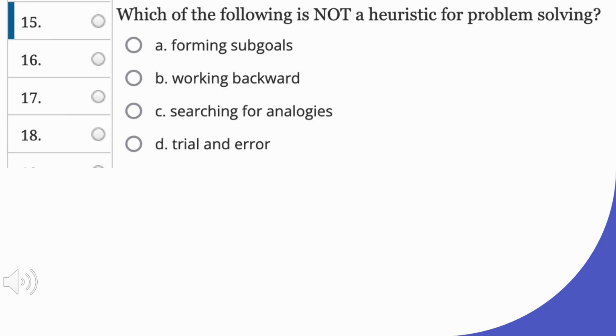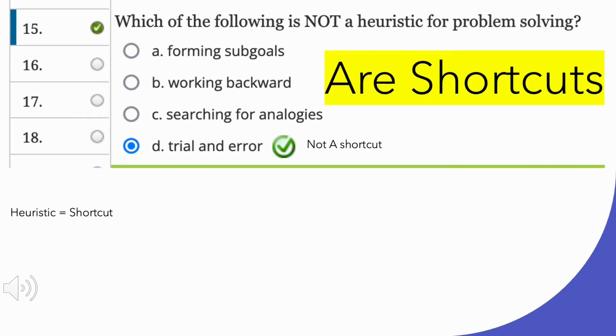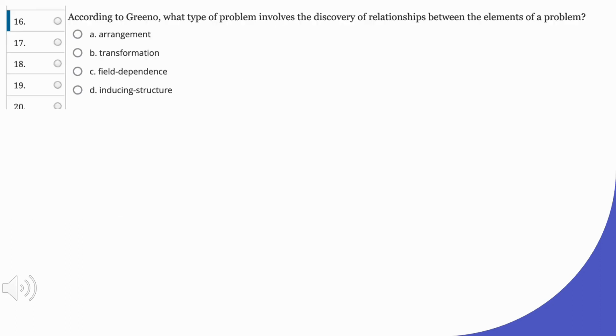Question 15. Which of the following is not a heuristic for problem solving? A. Forming sub-goals. B. Working backward. C. Searching for analogies. D. Trial and error. It's D. Trial and error, because it's not a shortcut. Heuristics are shortcuts.